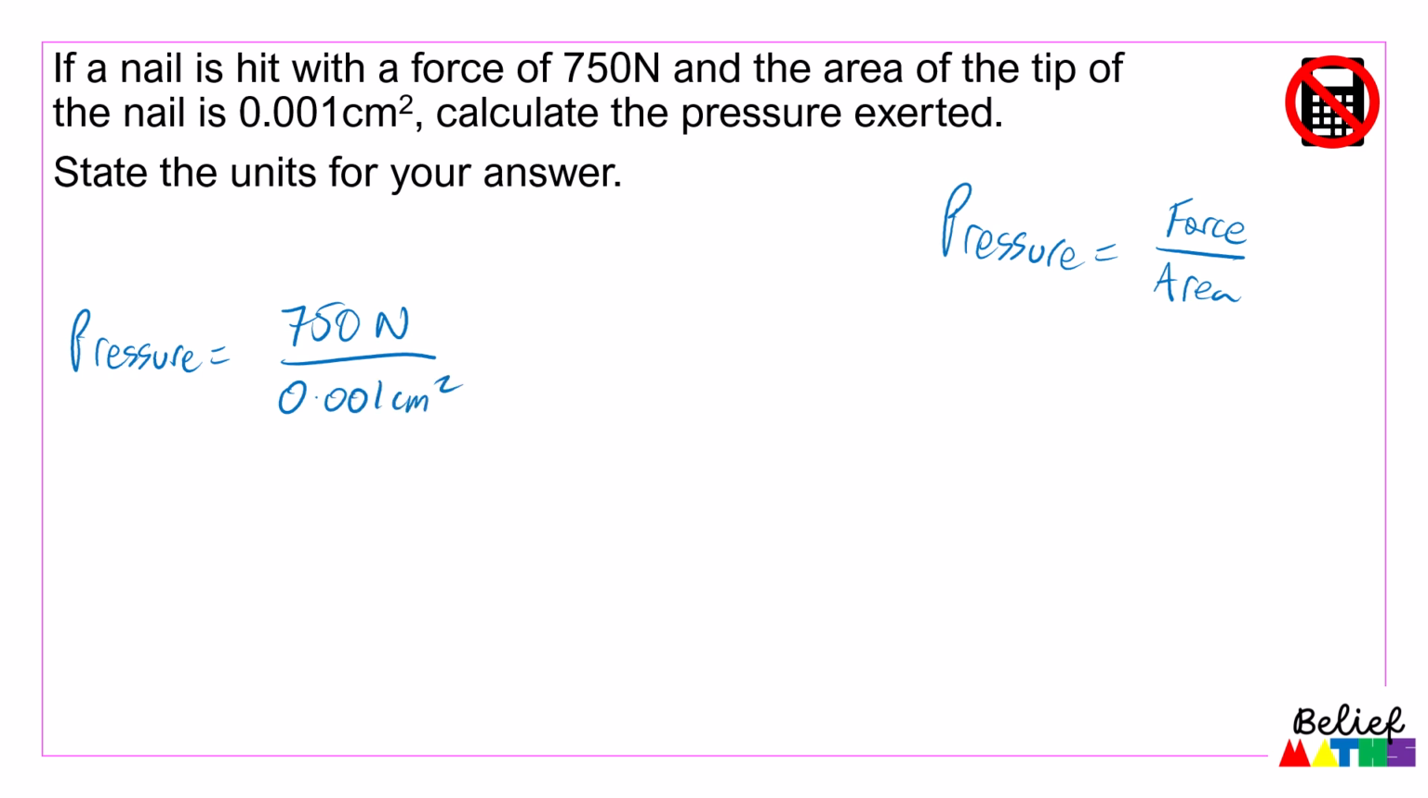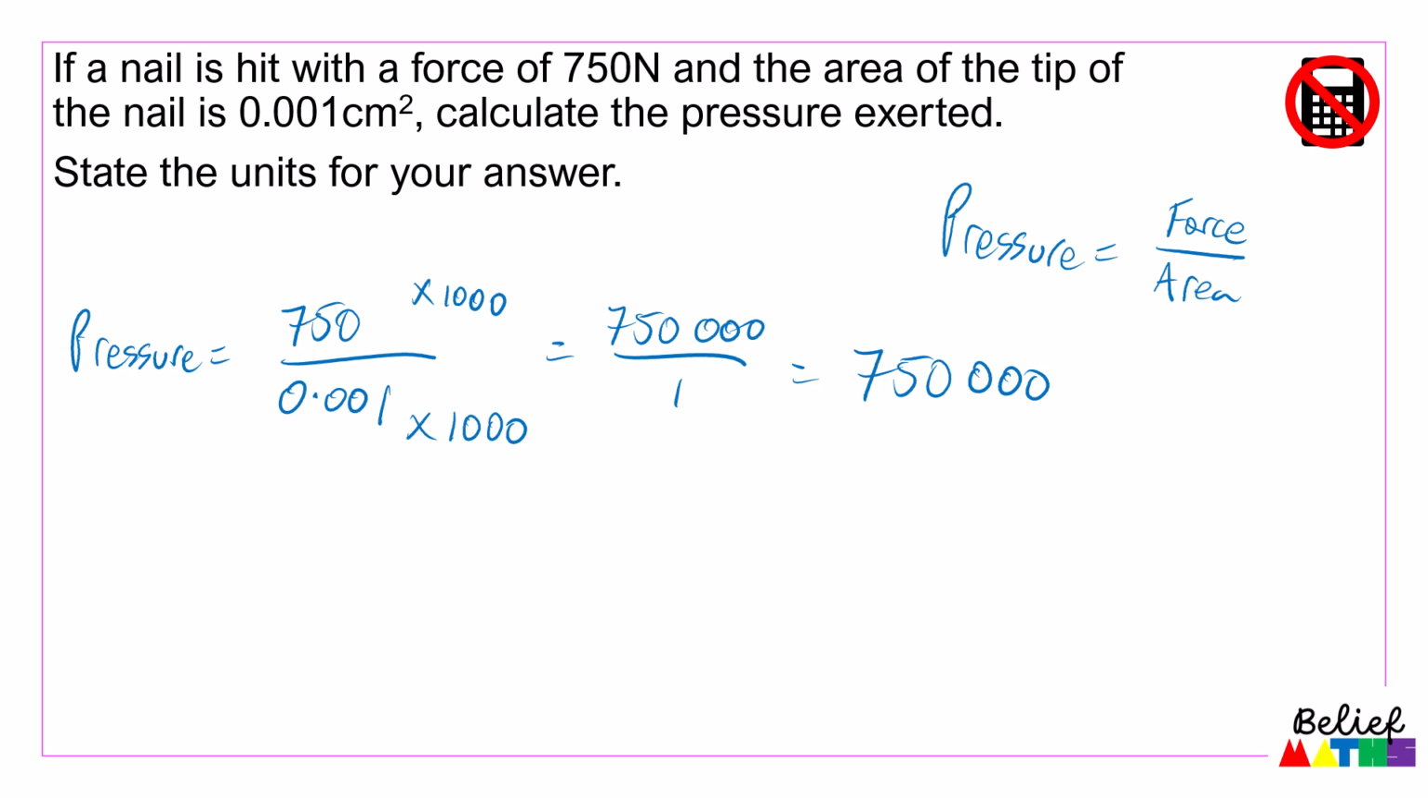Now, often it's easier when we're doing these questions to actually ignore our units, which is what we're going to do in this case. So when we're dividing by a decimal, what we want is to get rid of the decimal on the bottom. So in this case, we're going to have to multiply by 1,000, and we're going to do the same on the top. That gives us 750,000 divided by 1, which is simply just 750,000.